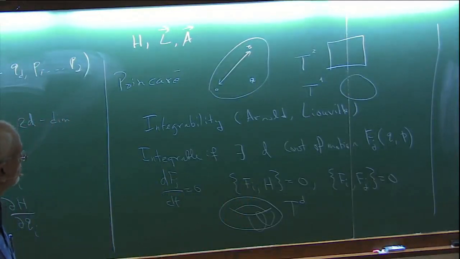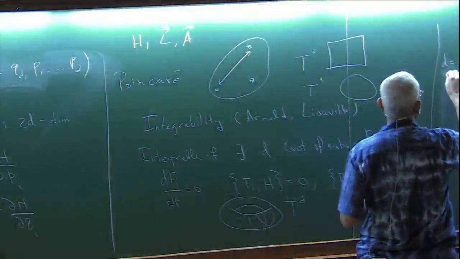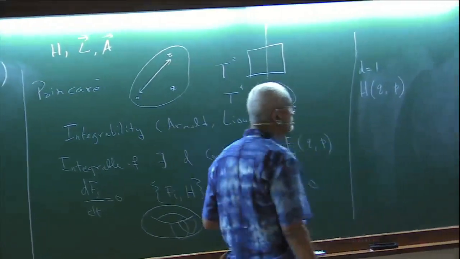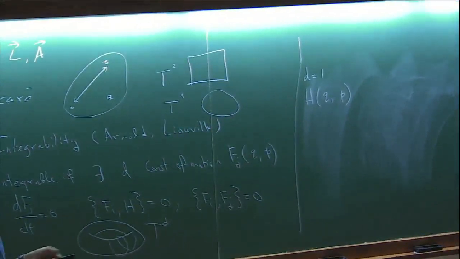Okay, so what are the simplest systems that we can deal with? Obviously, D is one, one degree of freedom. There's only one Q and one P. Is this integrable or not? Are one degree of freedom systems integrable?